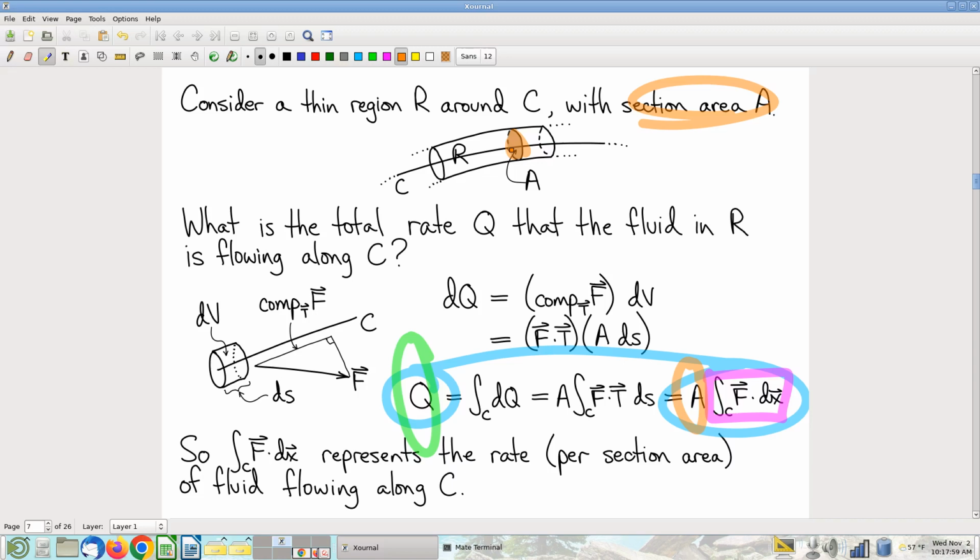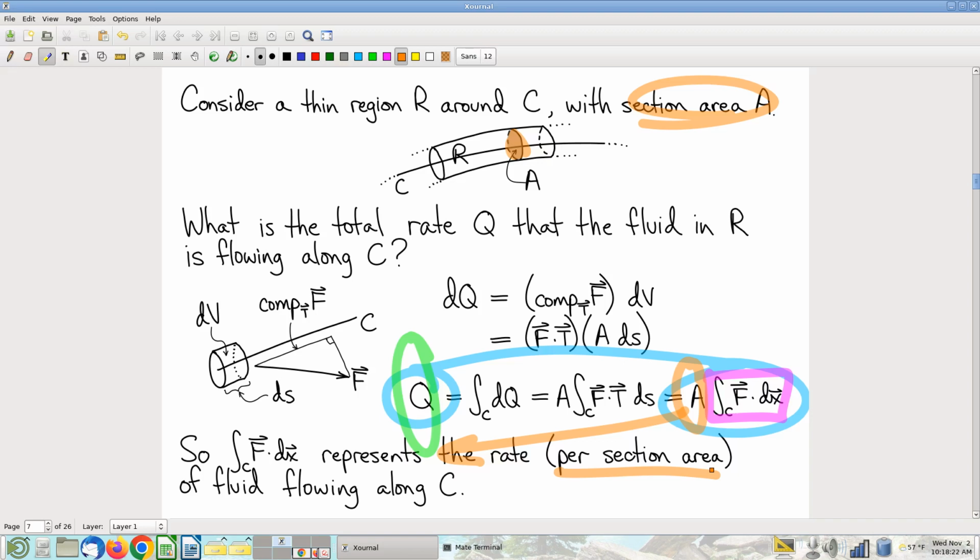But I'm not actually really interested in the area because it's arbitrary, right? So I'm going to divide it over here into the denominator, and interpret my result as telling me per unit area of cross-section, of course. And with that said, what does the line integral represent? The line integral represents the extent to which the fluid's flowing along the curve.